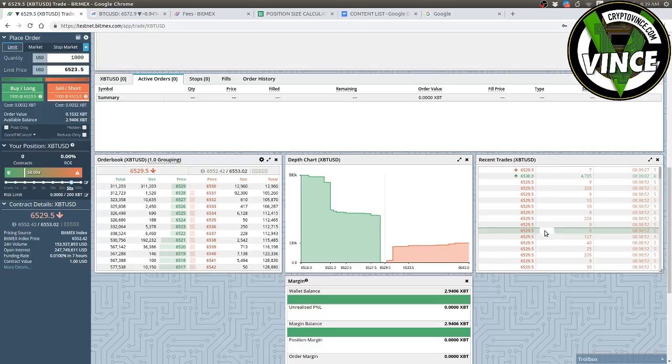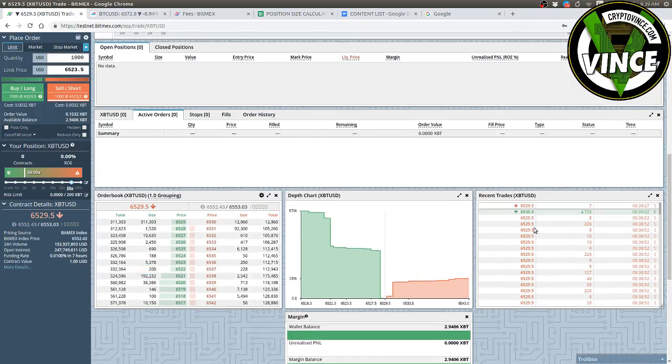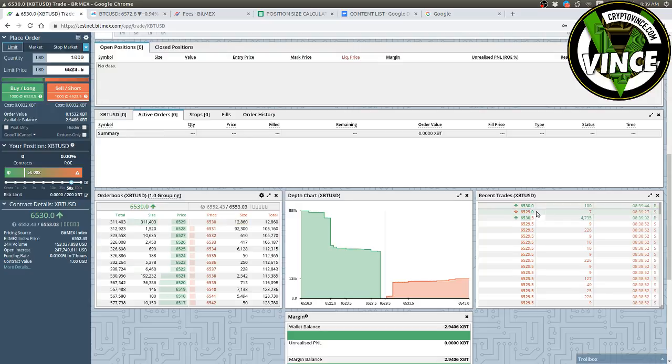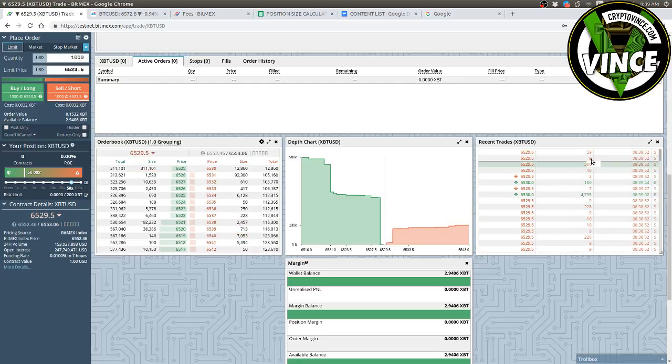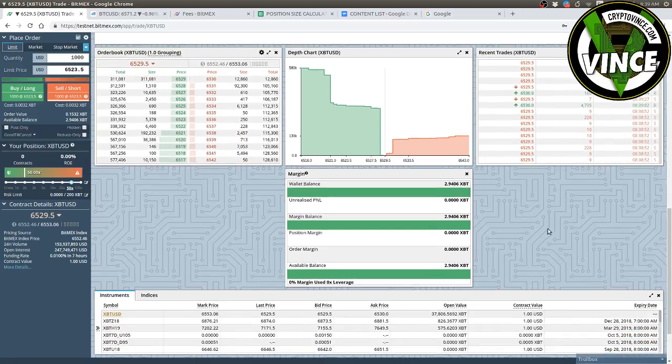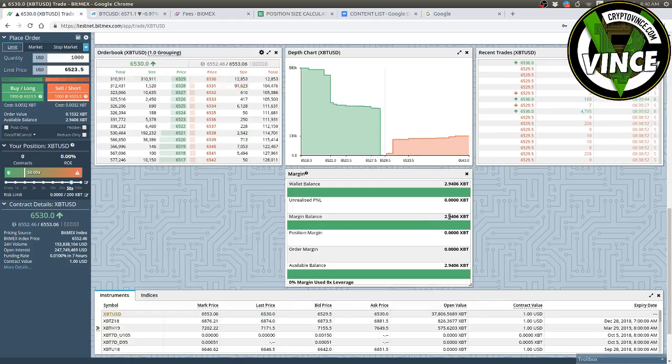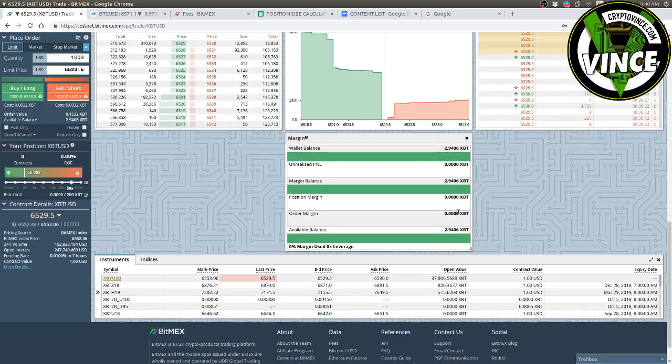Here you will see the recent trades. Of course, nobody's trading right now, so it's very slow. If you want to test things out, it's not going to be very cool, because if you go on BitMEX right now, you will see tons of trades happening, just scrolling so fast. And here on this margin chart, you have an overall idea of what your balance looks like: your wallet balance, your margin balance, how much you have in orders and in your position, your available balance, and so on.